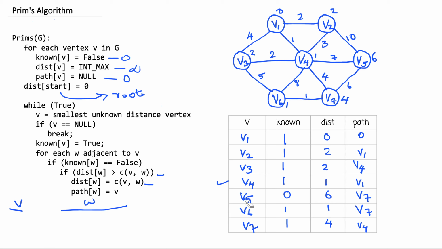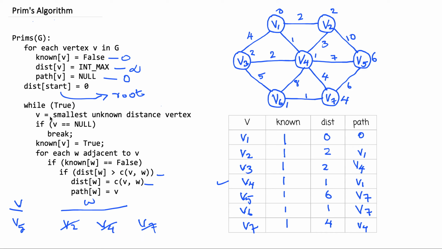Now the last unknown distance vertex is V5. So we will consider that vertex V5. So the vertex V will be now V5. Now I will have to update the known status of V5 to true. So this value will be 1. Now we have to look for the adjacent vertices of V5. V5 has got 3 adjacent vertices: V2, V4 and V7. Out of them all the vertices are known. If you look at this table, V2 is known, V4 is also known and V7 is also known.